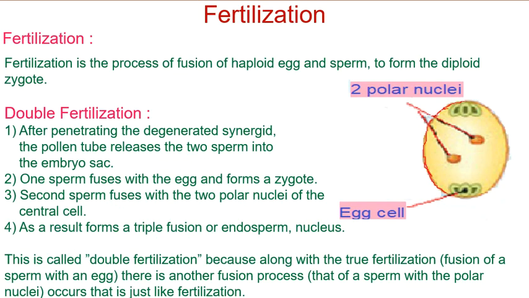Moving forward comes fertilization. After pollination comes fertilization. What is the general definition of it? Fertilization is a process of fusion of haploid egg and sperm to form the diploid zygote. Clear? Now what is double fertilization?